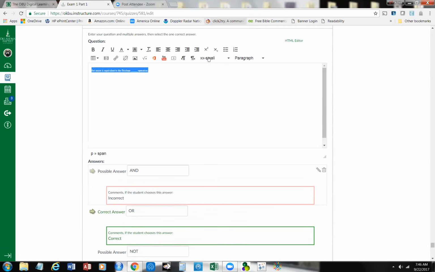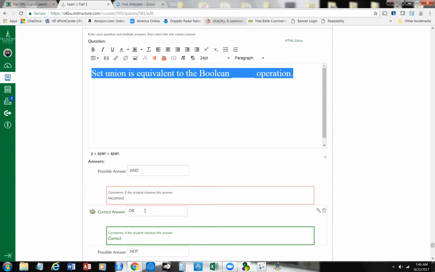On largest, you can see it. Set union is equivalent to the Boolean "and," but the correct answer is "or." I'll take either one, which means you've just created a union because you've taken all the elements of both sets. But if you want "and," then you're implying an intersection. The Boolean union is "or."